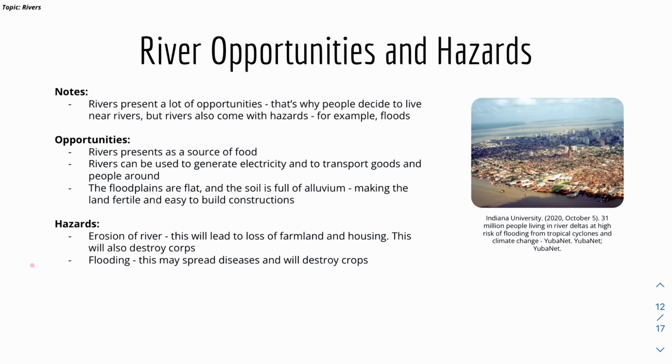And then we have hazards, which, as I mentioned, include erosion, which will lead to loss of farmland and housing, and flooding, because living next to a floodplain, although it's good for farming and good for construction, is prone to flooding.